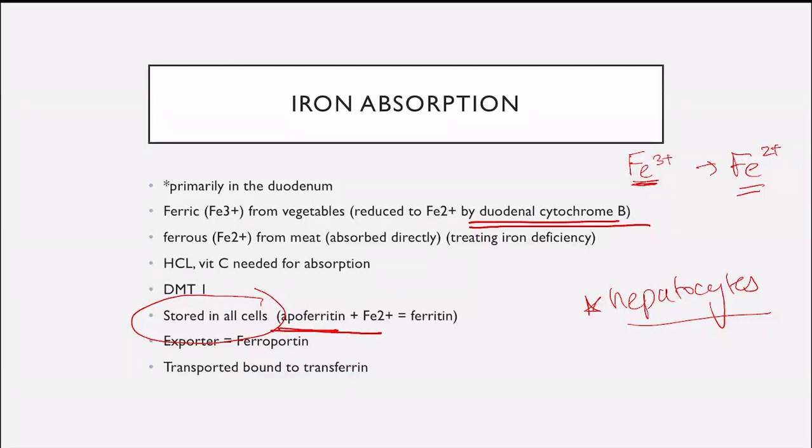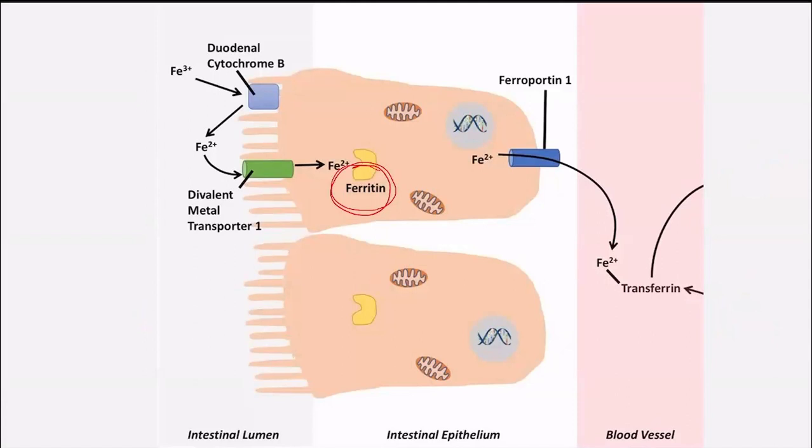Then we have ferroportin. If you want to move iron from inside of the cell to the blood, you're going to have to move it through this molecule. Okay, so iron has to go through ferroportin. In the bloodstream, you can't move iron around freely. You just can't. So you have to bind it to this molecule called transferrin. And that is the duodenal cytochrome B, Fe3+ to Fe2+. Okay, hope this is clear. This is from your slides.